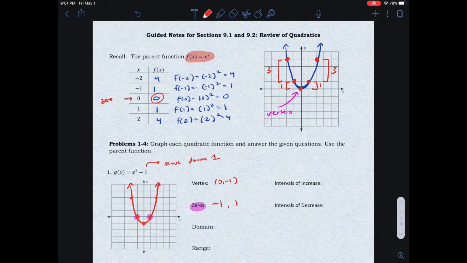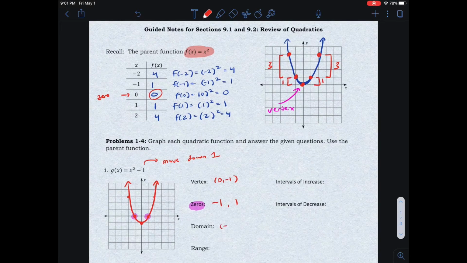Domain, we're talking about all the possible inputs. In this case, your domain is just all real numbers. No matter what x value I plug in, there's always a point that corresponds to it. And then the range will describe all the y values.